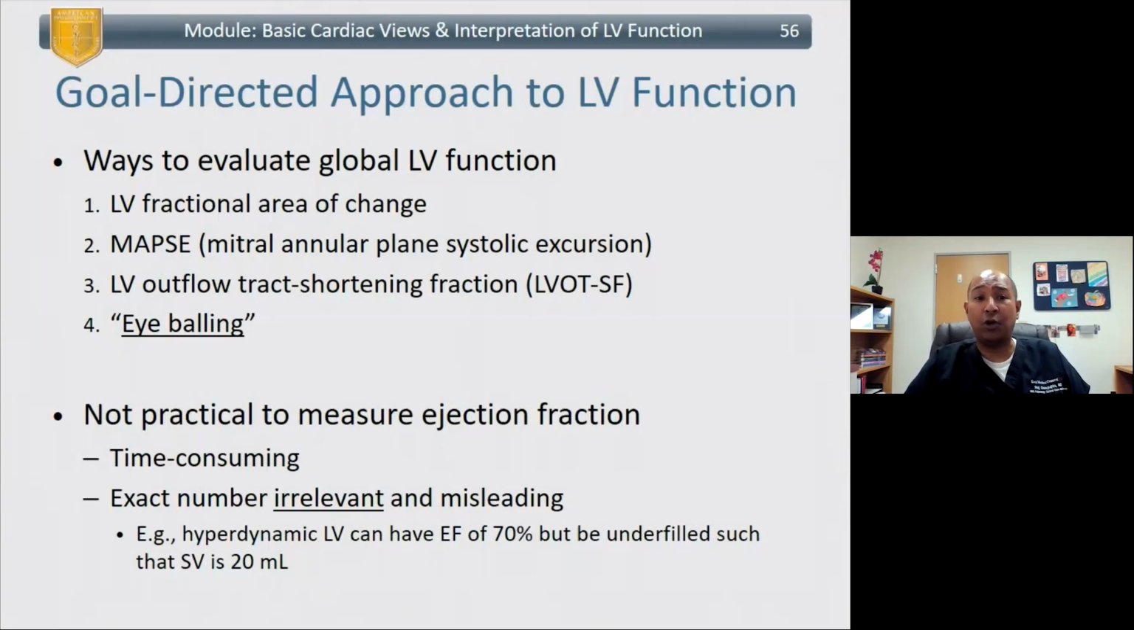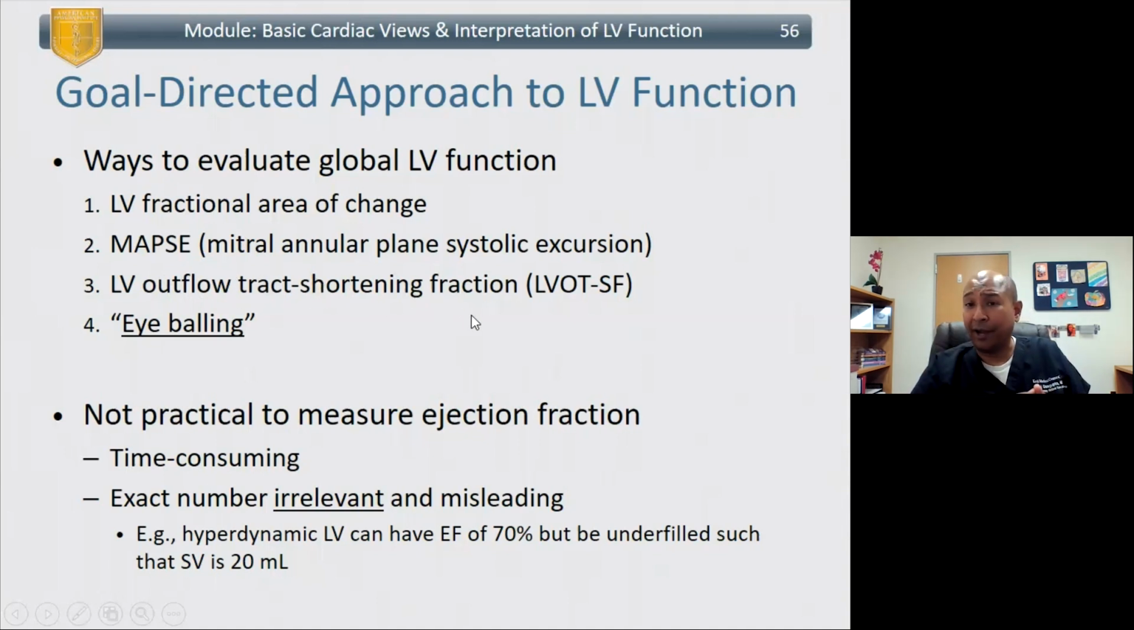So when we talk about a goal-directed approach to left ventricle function, how do we know how the LV is working? Well, there are different techniques. Many of these are not going to be tested on the board exams. They're done for advanced echo. You could use the left ventricular fractional area of change. We'll speak about that briefly. You could use MAPSE, mitral annular plane systolic excursion. You could use the left ventricular outflow tract shortening fraction.